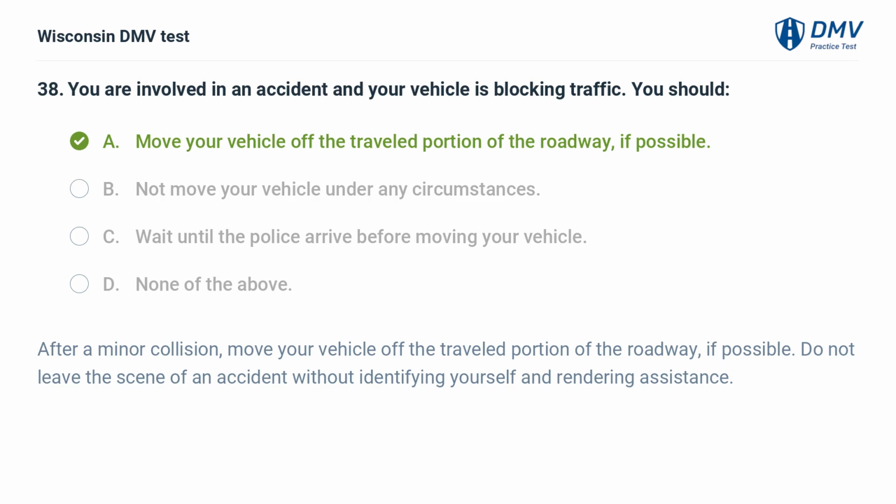A. Move your vehicle off the traveled portion of the roadway, if possible. After a minor collision, move your vehicle off the traveled portion of the roadway, if possible. Do not leave the scene of an accident without identifying yourself and rendering assistance.